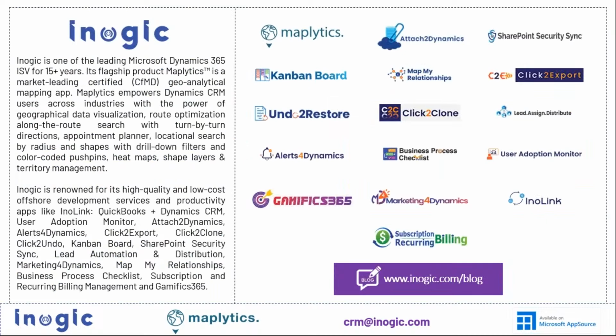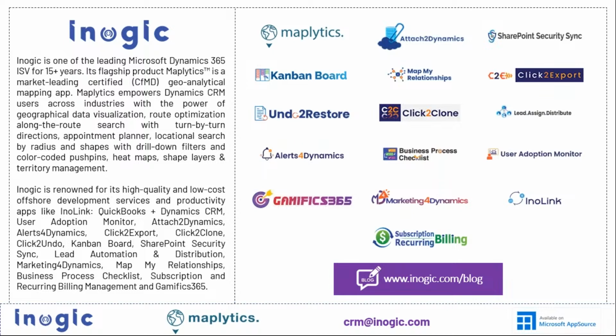Before we dive into the session, let me give you a quick brief about iNogic. iNogic is one of the leading service providers and an ISV. We have been in the business for more than a decade now, and our blogs are also well known among the CRM community. Apart from Maplytics, we have also been focusing on building productivity apps which reduce multiple steps in CRM. Besides developing apps, we are also a system integrator and we assist our partners and customers with offshore development services. If you would like to discuss any of the requirements for the same, you can contact us at crm@iNogic.com.